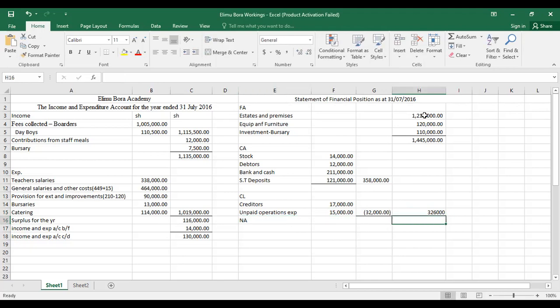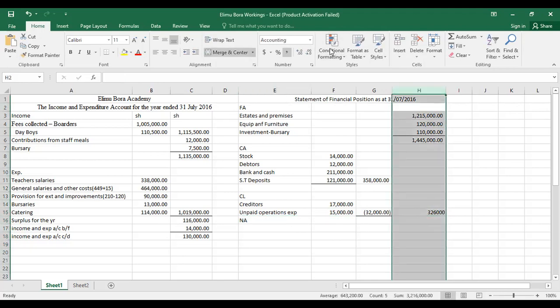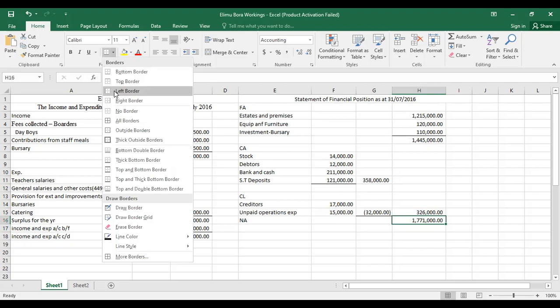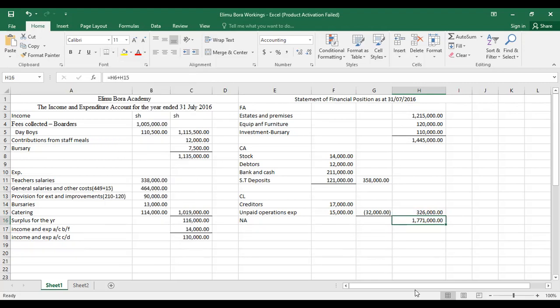we convert this into money, equal to 1,445. We add the 326,000, so that will give us 1,771. So this should be our balancing figure. Let me underline it. So we can now go to the credit side of the statement of financial position.